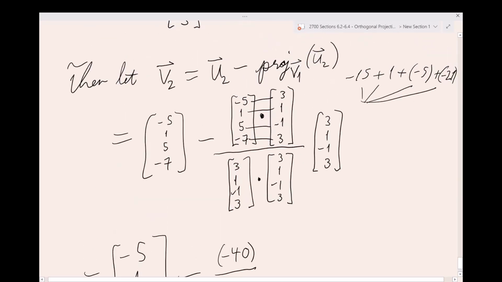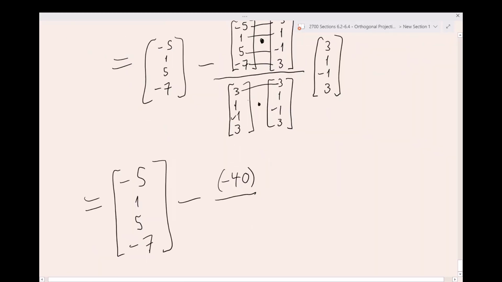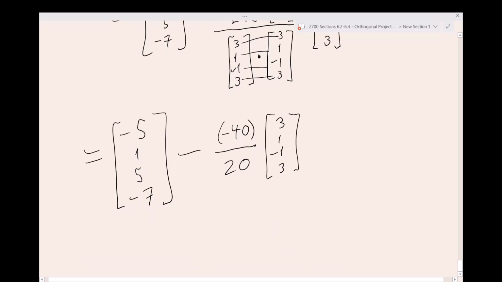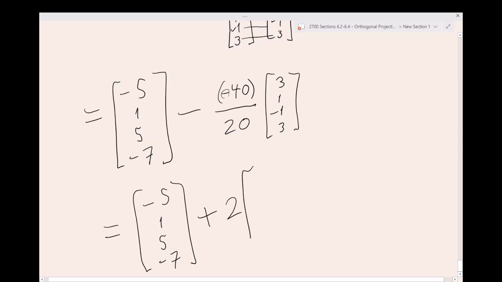And then on the bottom here, I've got 9 plus 1 makes 10, plus negative 1 times negative 1 is 1, so we've got 11 plus 9, so that's 20. And then I'm using that to scale 3, 1, minus 1, 3. Let's clean this up again. I've got my negative 5, 1, 5, negative 7 vector, minus, except this negative is going to make that a plus. 40 over 20 is just 2 times this vector.